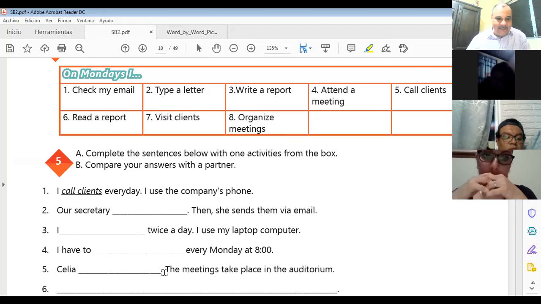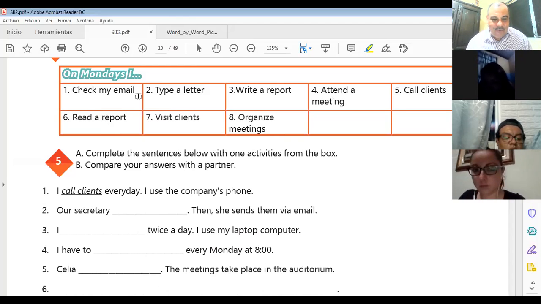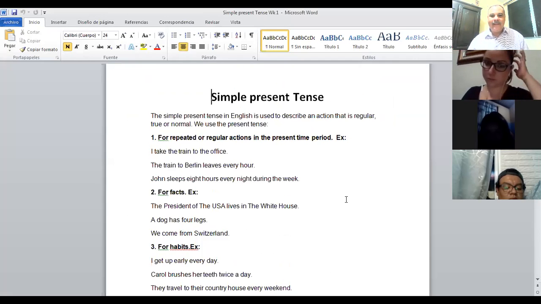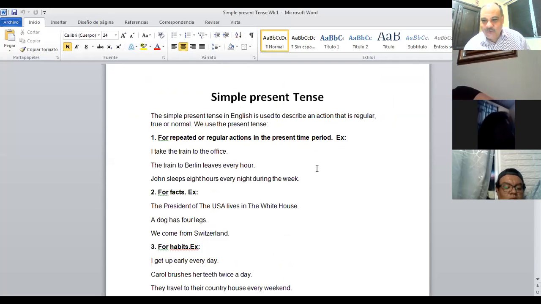Now, do you remember that I sent you a document? And what it says, material for week one. Okay, and there is one that says simple present. I don't know if you have that one. Yes? Very good. So I have it right here. Okay? Simple present. So, can you see the screen, everybody? Yes, teacher. Okay, bien. Vamos a ver cuando usamos este presente simple.